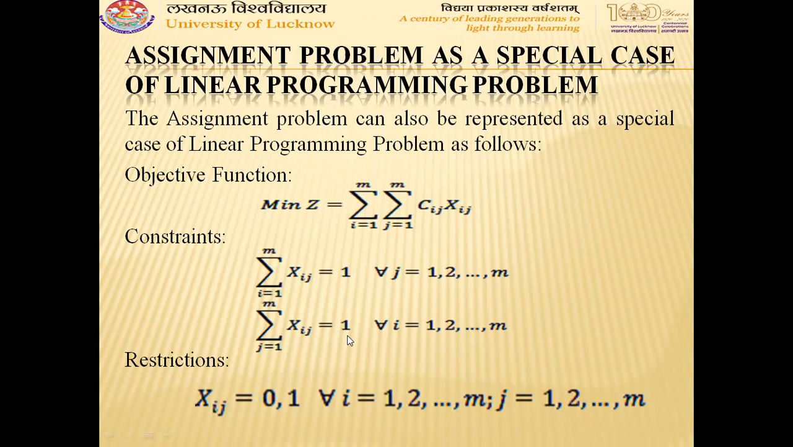Here two restrictions are followed. One is called the non-negativity restriction, that is xij greater than or equal to 0. And the other restriction is that xij takes only two values, 0 and 1, for all values of i and j. If xij equals 0, we say that the job is not assigned to a particular person, and if xij equals 1, then we say that the jth job is assigned to the ith person.